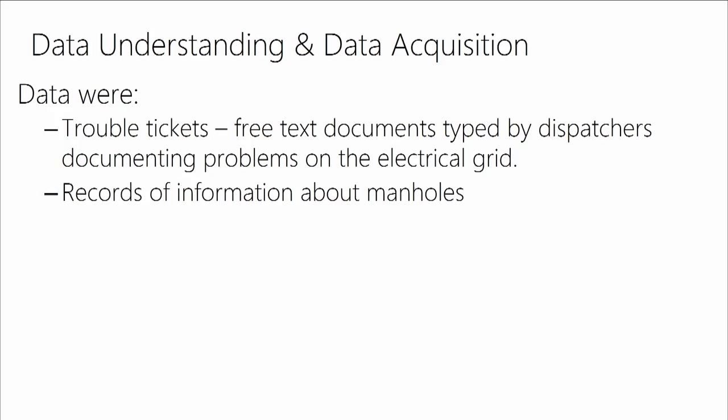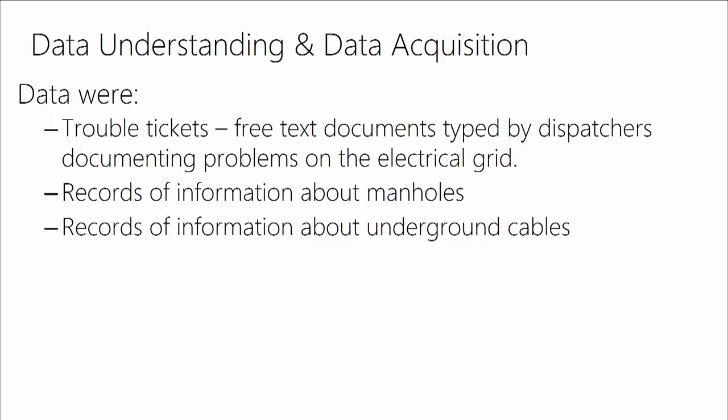We had also a lot of records of information about the manholes, where they were located and what type of cover they had, and other basic information about the manholes, whether it was a manhole proper or a service box. We also had a lot of records of information about underground cables. And one major challenge in all of this was that the cable data was not matched to the manhole data. We had to do it ourselves.